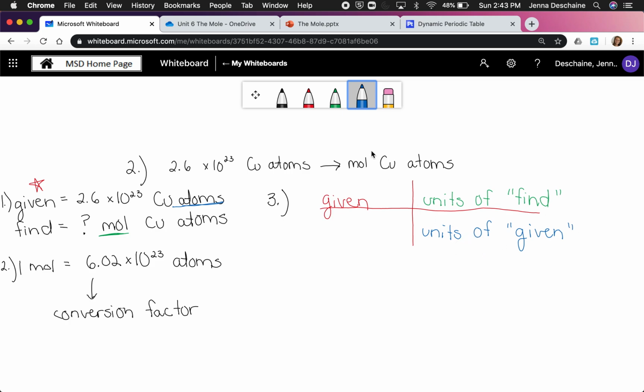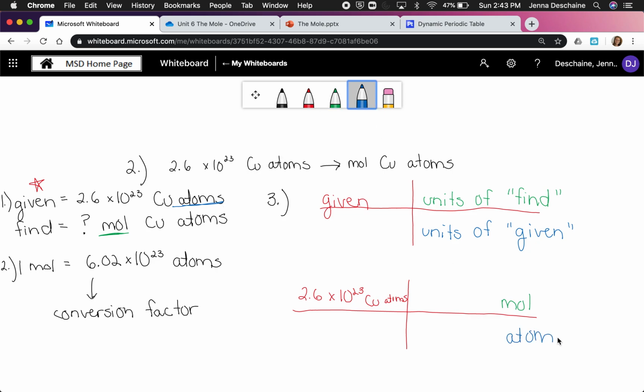Okay, so what I'm going to do is set up this one below. I have been given 2.06 times 10 to the 23rd copper atoms. I'm going to write that right here in red. Then the units I'm trying to find are moles, and the units I've been given are atoms.